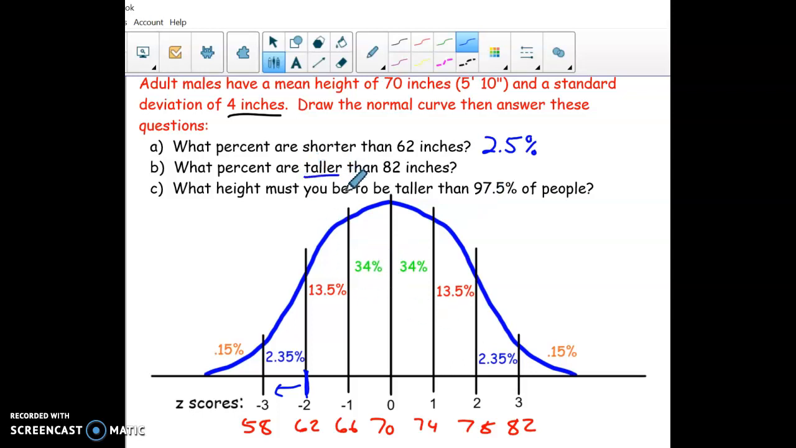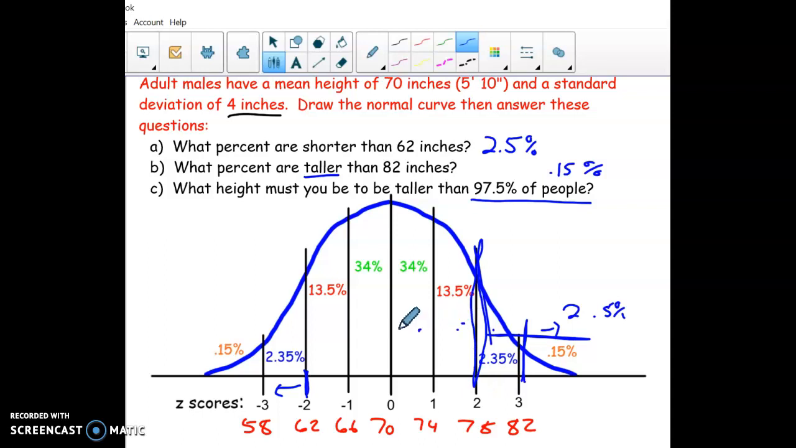What percent are taller than 82? So here's 82, and taller is not very much, less than 1%. So it's just 0.15 of a percent. And what height must you be to be taller than 97.5%? So once you get practice with this, you get used to it. But these two little chunks are 2.5% if you add them together. So to be taller than 97.5%, you'd have to be right on this line. It's 2 standard deviations above.